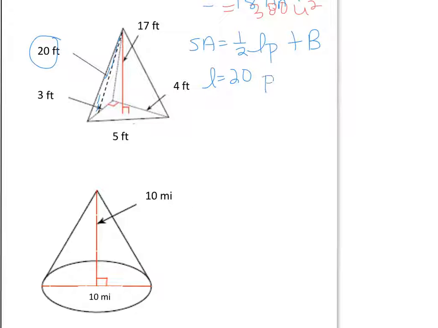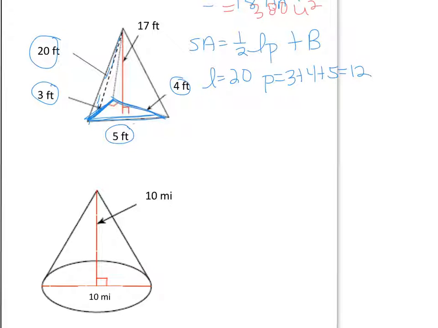Now the perimeter. The perimeter of the base shape is a triangle, and as you can see, one side is 3, plus another side is going to give you 4, and the other side is going to give you 5. So you have to add 3 plus 4 plus 5, which will give you 12.